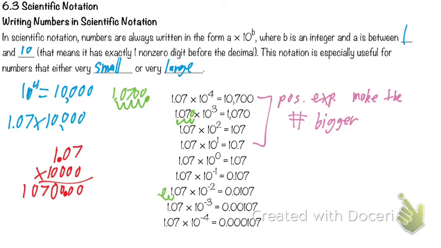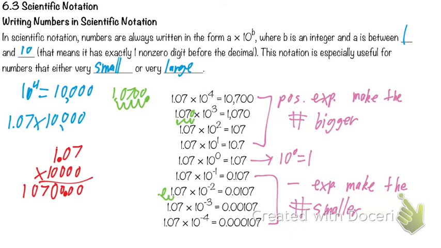Okay? All right. The negative exponents, what are those negative exponents going to be? Make them smaller. They're going to make the number smaller. Very good. And then this power of 0, well, 10 to the power of 0 we said is just 1. So it's going to keep it the same because anything times 1 is itself. Okay?